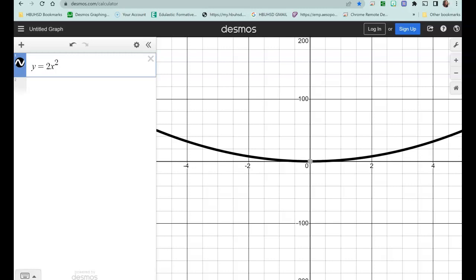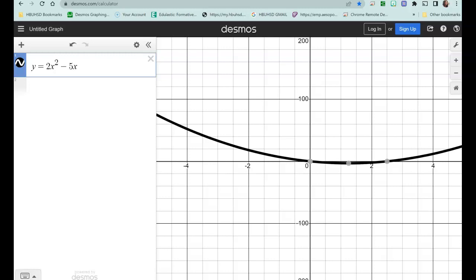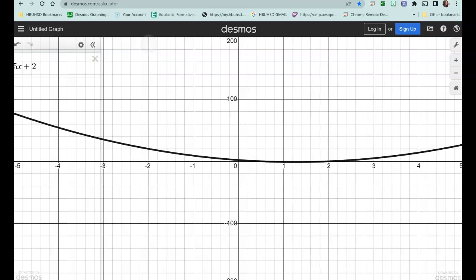Second caret, or shift caret to say 2x squared. What's the second term? Negative 5x. What's the last term? Positive 2. Okay, so this is what we have. My window, not very friendly. Can you guys see it? How do I make it so I can see?